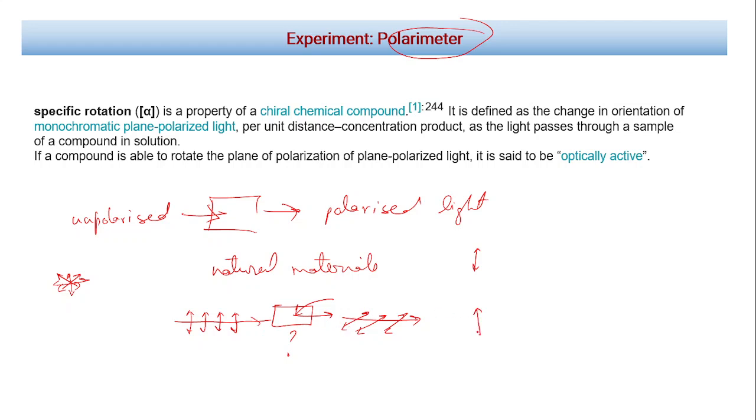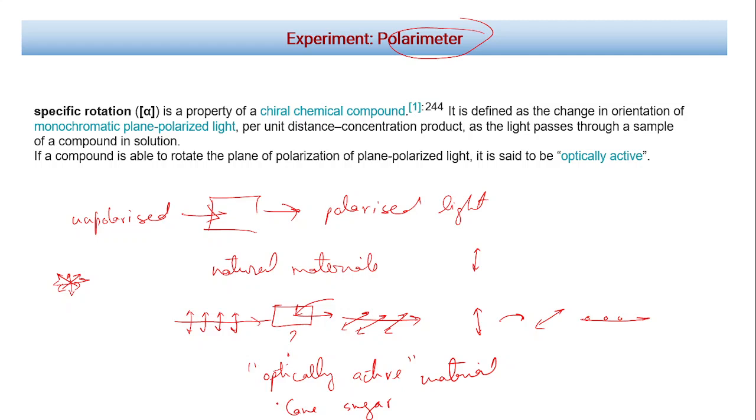Earlier it was like this, now it has changed to this, or maybe it can become perpendicular also, something like that. These kinds of materials are called optically active materials. Depending on what kind of material it is, it may turn or rotate the plane of polarization to the right or left, so accordingly they have different names. But basically we have to keep in mind that such kinds of materials exist, and we call them optically active. An example is cane sugar.